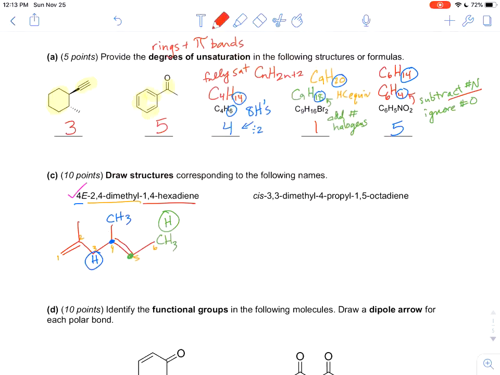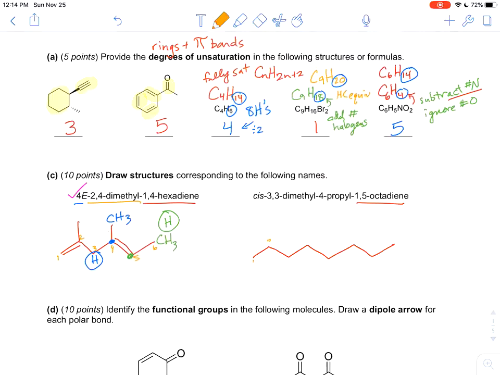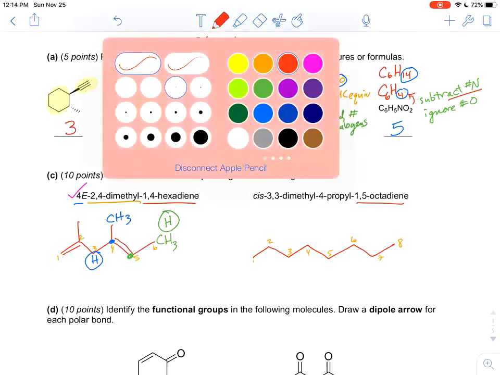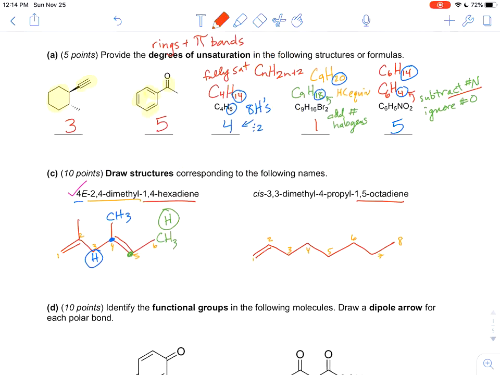We have 1,5-octadiene as our parent. 1, 2, 3, 4, 5, 6, 7, 8. Number those carbons. We're going to put in both double bonds. One of them starts on 1, the other one starts on 5. Next, we have that 4-propyl group to add. 1, 2, 3 carbons total. We have 2 methyl groups to add.